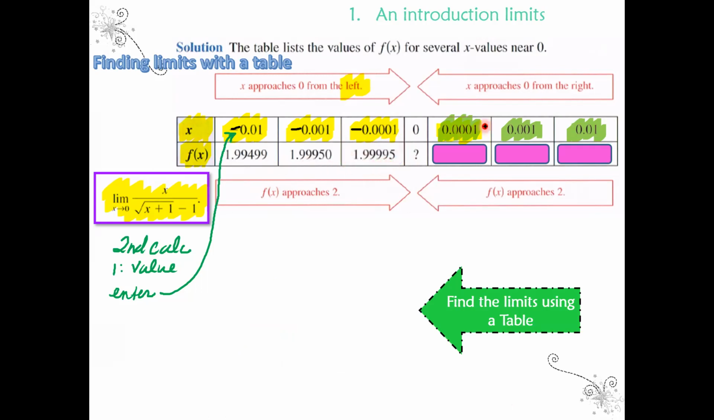Now, on the other hand, if I were to approach it from the right side, I could start off with 0.01, then 0.001, then 0.0001. As I get closer and closer to 0, let's take a look at the values. And as you can see, it is getting closer and closer to 2. So is it consistent from the left side and the right side that as x approaches 0, it's getting to 2? Yes, it is.